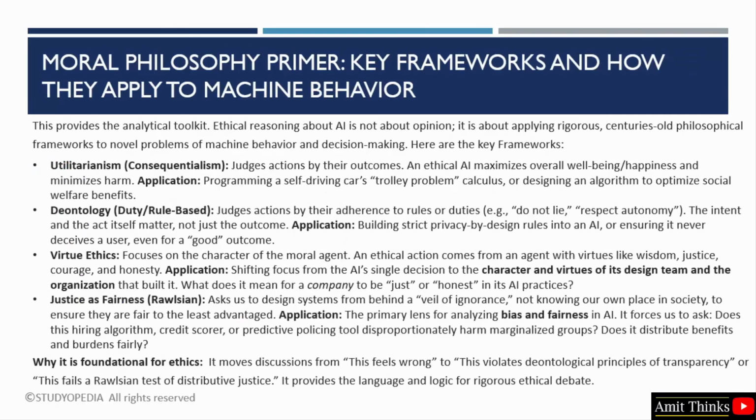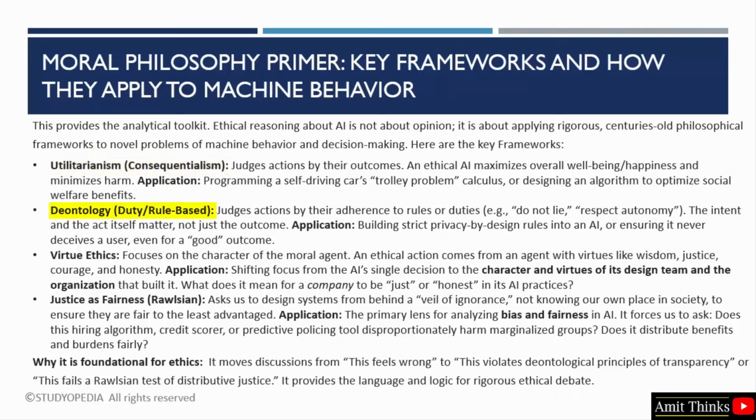Now let us see the third one, that is moral philosophy primer: key frameworks and how they apply to machine behavior. Ethical reasoning in AI draws from long-standing philosophical frameworks to guide machine decisions. Here are four key approaches. Utilitarianism. Actions are judged by outcomes. Ethical AI aims to maximize well-being and reduce harm. Example can be programming a self-driving car's decision logic or optimizing welfare algorithms.